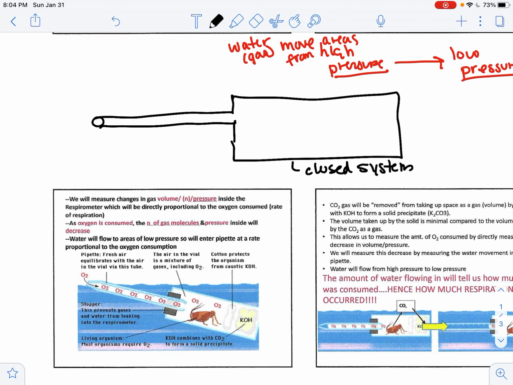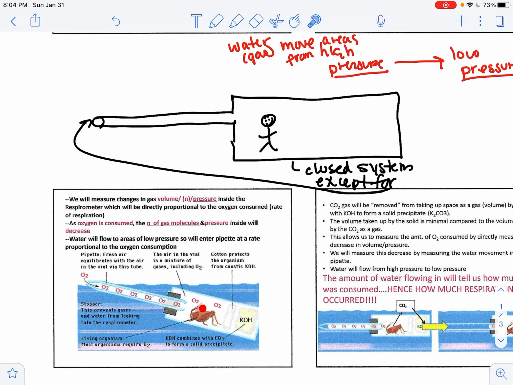And it's closed except for the opening of the pipette, okay? Which is the whole idea. And we're going to put our organism in there that we want to measure the rate of respiration. I'll just put a human in there. Pretend we had a giant respirometer. Or whatever, down here they have a cricket, and we're going to put peas.